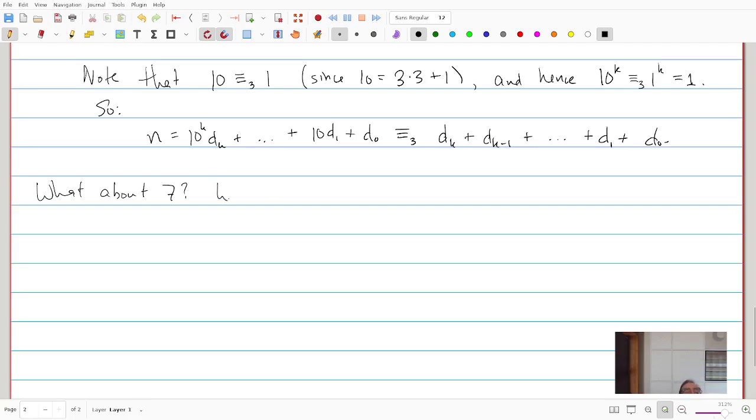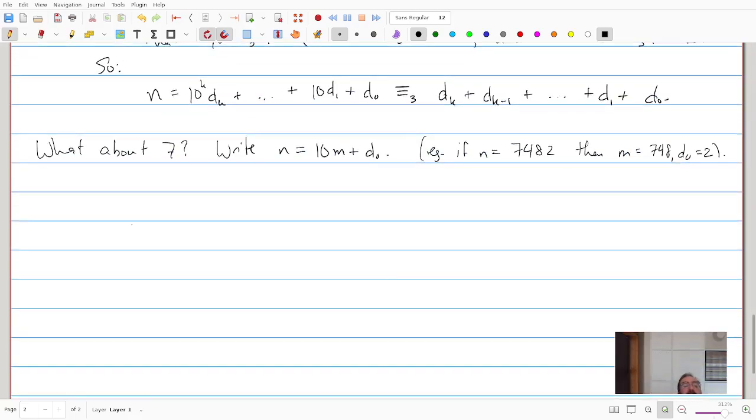So, write n is equal to 10m plus d0. I'm just going to split it into the last digit and everything else, right? So for example, if n is 7482, then m is 748, and d0 is 2. Okay, so just the last digit and everything else.